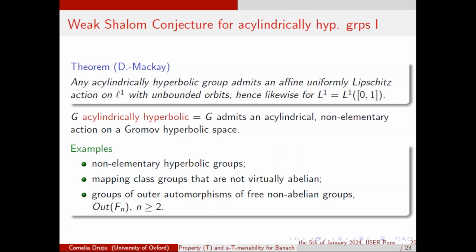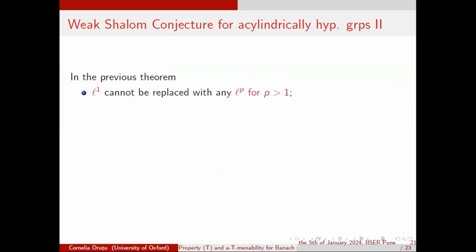So there would be two improvements that we would hope. The first one would be, well, instead of L1, let's say put Hilbert or LP. And the other one, well, instead of asking for unbounded orbits, so instead of the weak Shalom conjecture, we could aim at the strong Shalom conjecture and ask for an action that is proper. But neither of these two can be achieved. L1 cannot be replaced with any LP, so in particular it can't be replaced by Hilbert.